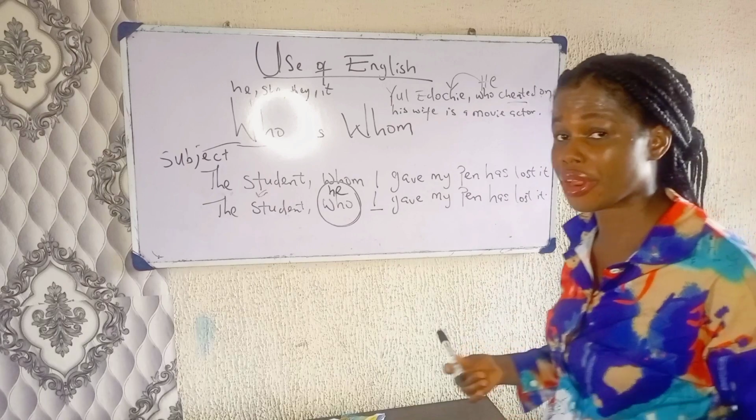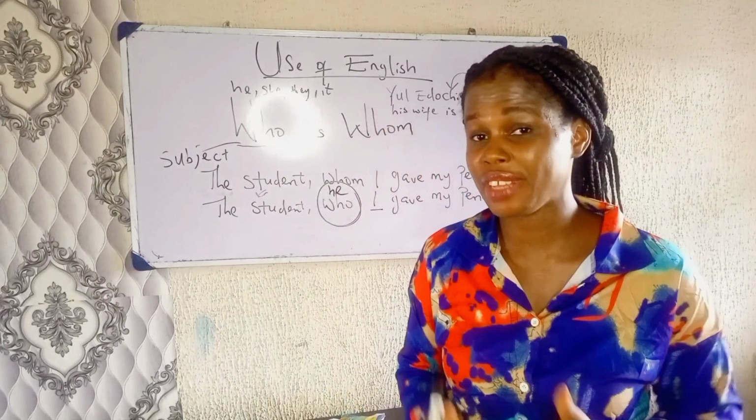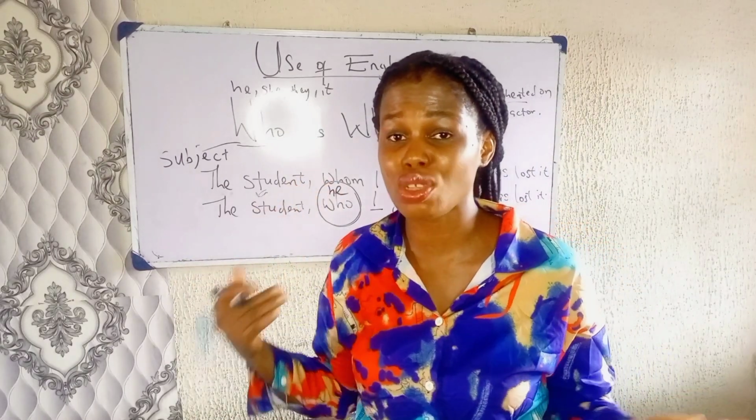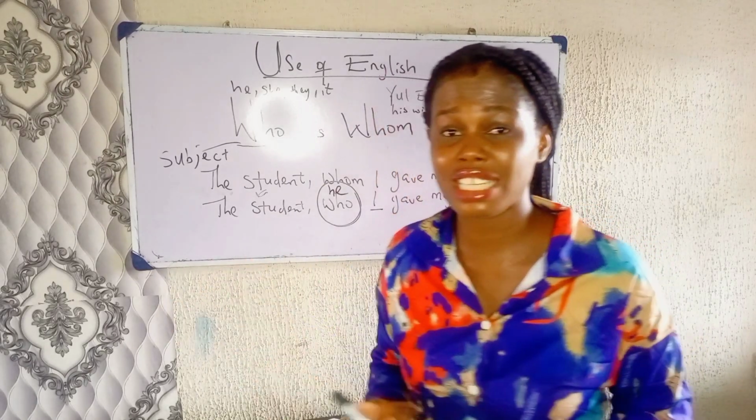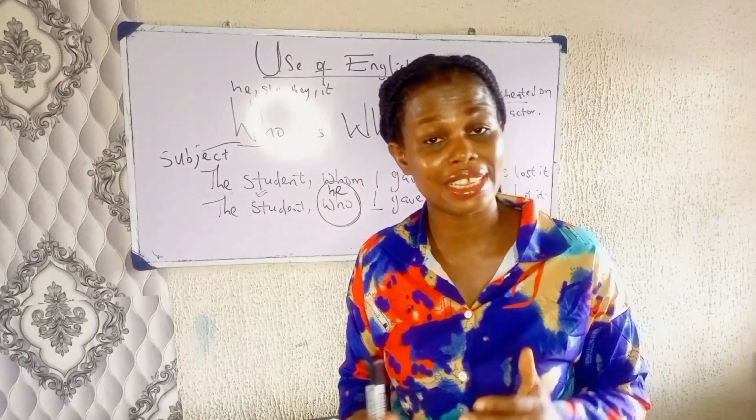So in summary, who is used when it refers to the performer of the action in a sentence. If you're able to replace who with he, it, she, or they, and the sentence makes sense, then know that who is correctly used in the sentence.